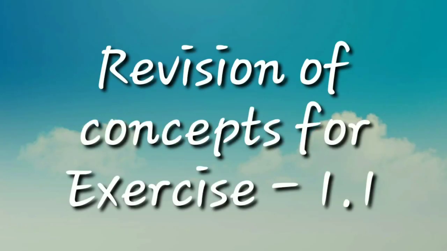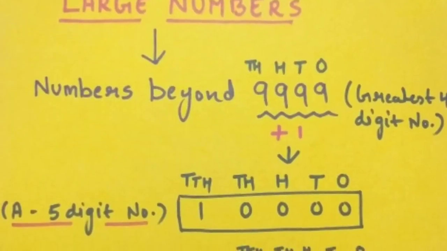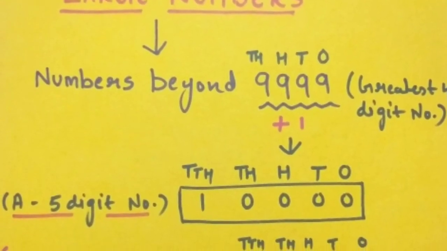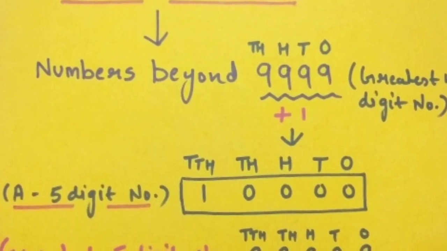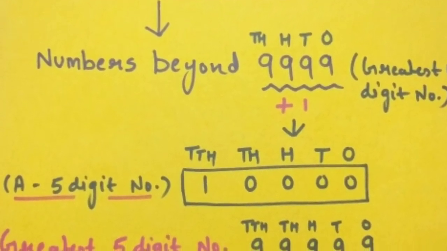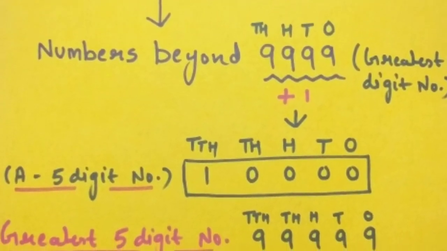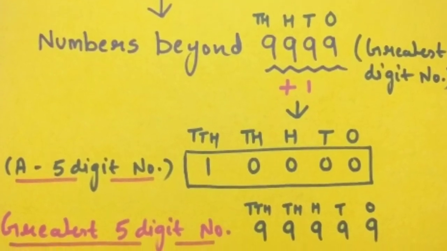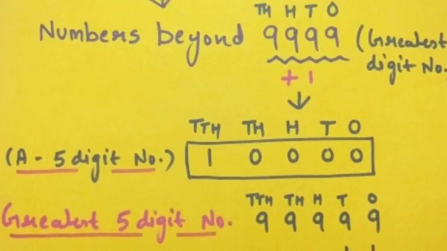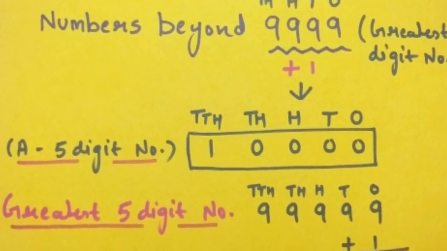Before going into the details of the solution of exercise 1.1, let us quickly revise the concepts that need to be used while solving the exercise. Now, as you already know, the numbers that are beyond 9999 are considered large numbers, and if we add 1 to this greatest 4 digit number, we get the smallest 5 digit number, that is known as 10,000.